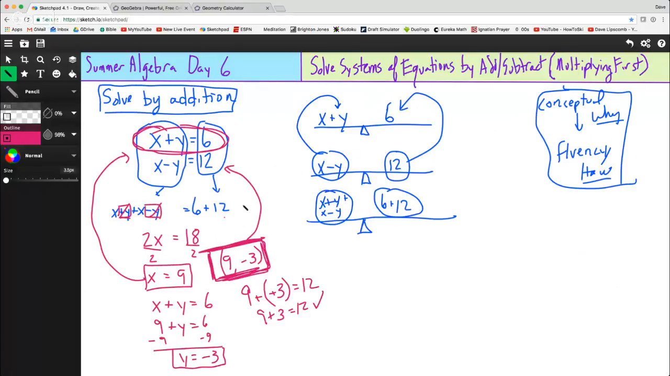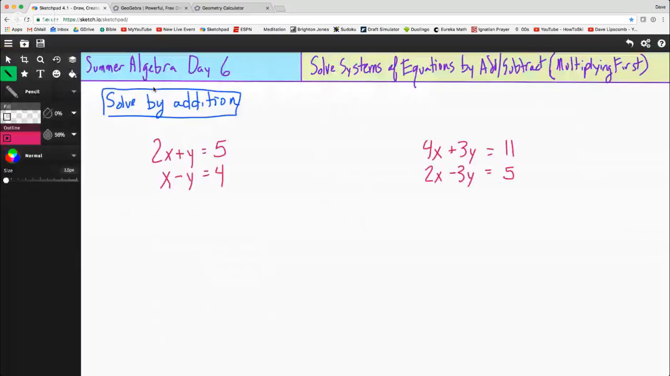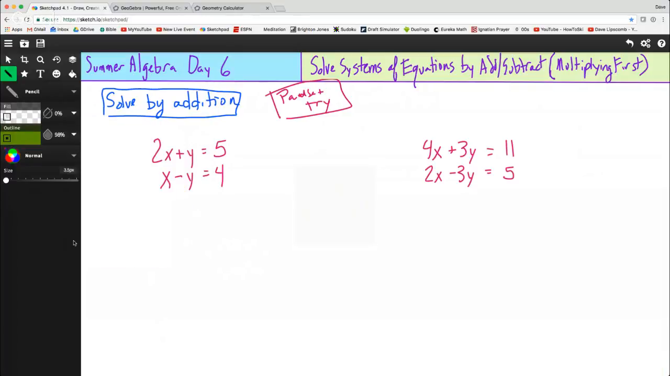So let's do this again. Let's do this one more time, or a couple more times. And I want you to practice. So I want you to pause and try yourself. And then we're going to come back and we're going to solve these. All right, I assume you've tried them. Hopefully you got the right answers, but let's just see what happens.